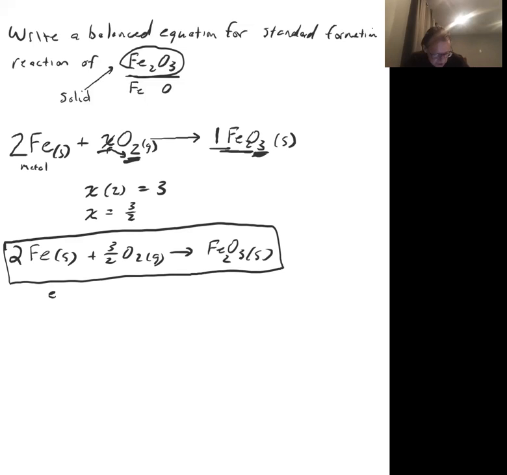And that would be the equation for the standard formation of iron 3 oxide, which is Fe2O3. This is the equation for the standard formation of Fe2O3. Remember, it's got to be 1 mole. So that means sometimes you got to have a fraction on the left side. States of matter: metals are solids. Oxygen, hydrogen, nitrogen, chlorine and fluorine, those ones are gases. Okay.